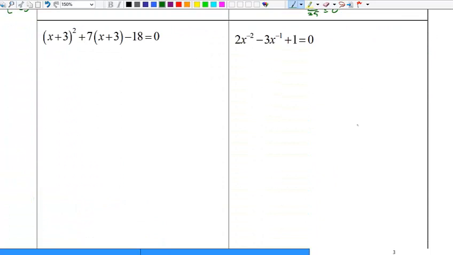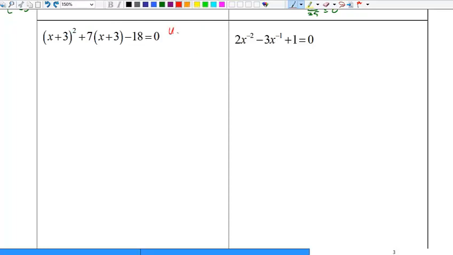On our next problem, notice we have 3 terms. It does equal 0. The last term is a constant, and if you look at the exponents, this 2 is twice as much as the 1. So this does qualify as a quadratic form. This one's actually even set up as the quadratic form already.